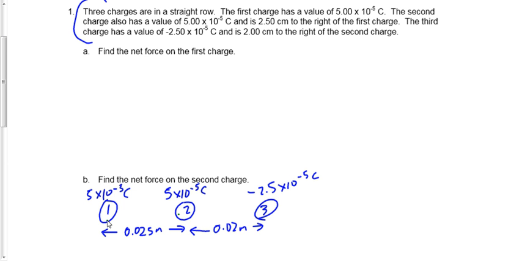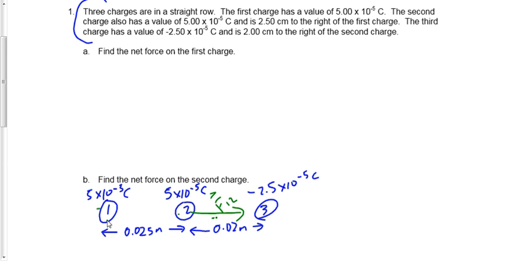Now, if number 1 and 2 repel each other, number 1 is going to be pushed to the left, and number 2 is going to be pushed to the right. Which one do we care about? Yep. The one that's being pushed to the right? Yeah, that's the one we care about, the force of 1 on 2, because we're trying to find the net force on number 2. Now, in question A, we were looking to find the net force on number 1. We would have cared about the force on number 1 there, F21 in that case.